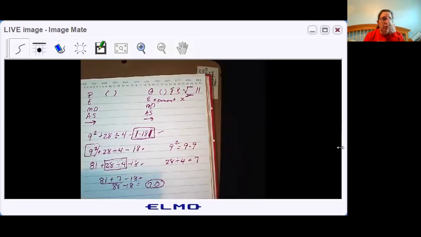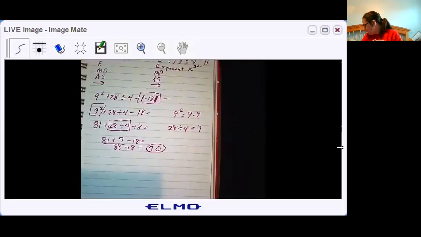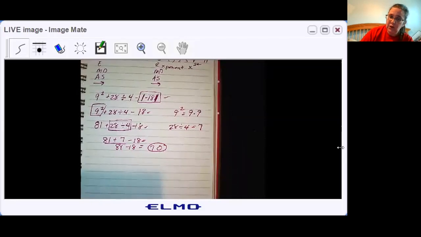Now, if I had messed up one little piece of that, it would have changed the whole thing. That's why order of operations is so careful. It's so important. Now, that's not too bad. I didn't have too complicated a thing going on there. So let's look at another one. See if we can make it a little more complicated. Still is easy if you follow your procedures.